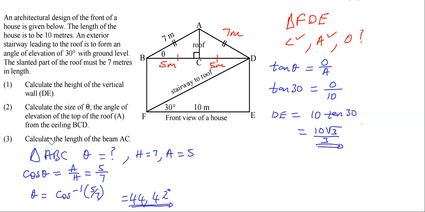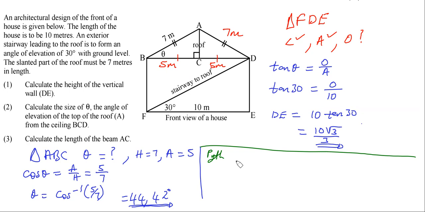Now, let's look at the last part of the question. Calculate the length of AC. We can see AC is one of the smallest sides, so we must not struggle to get that. We know that we are going to use Pythagoras. How are we going to use Pythagoras?